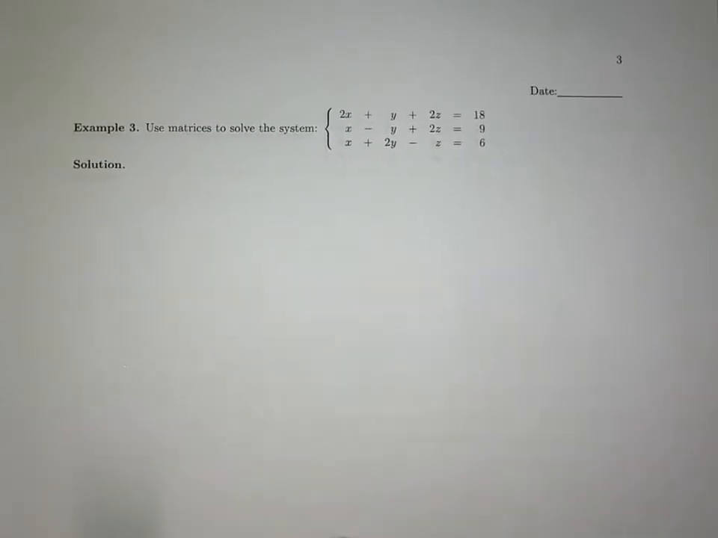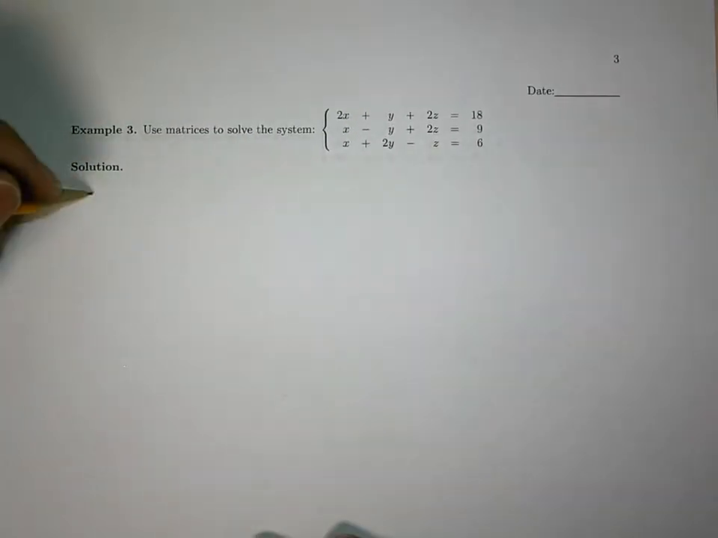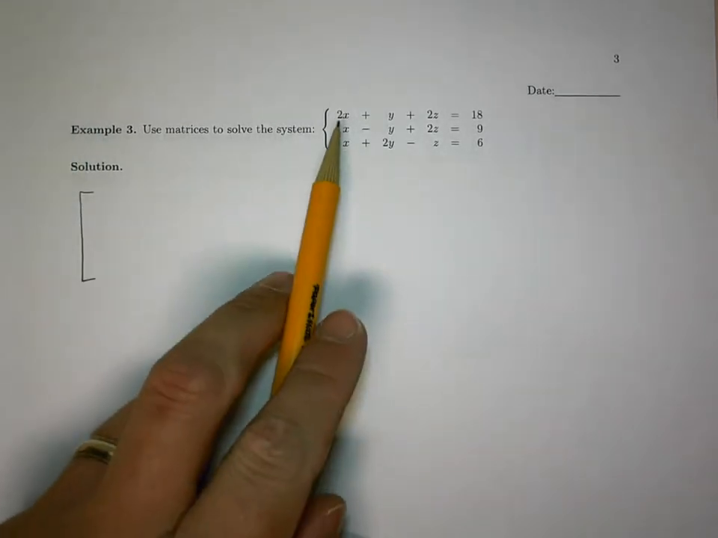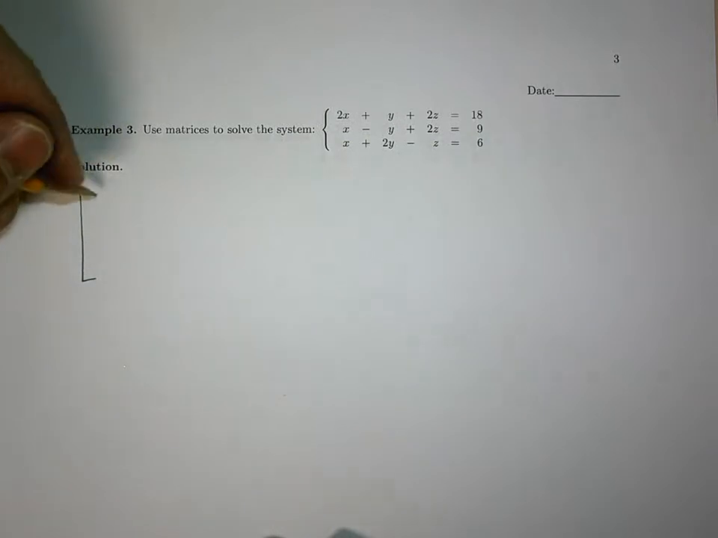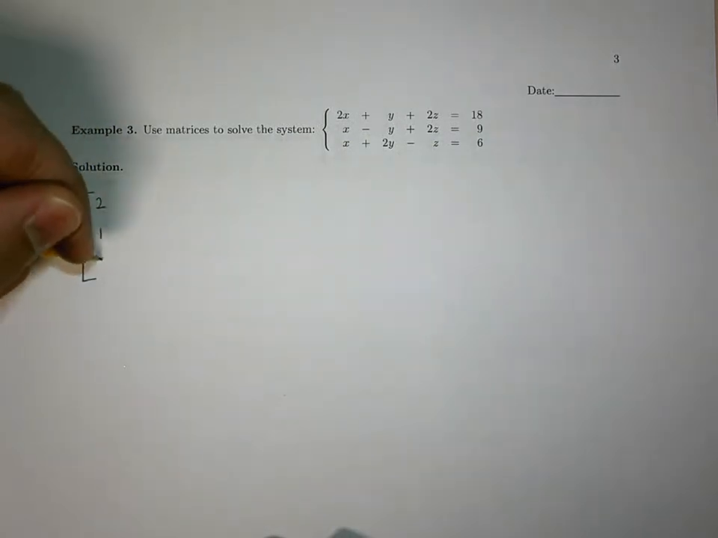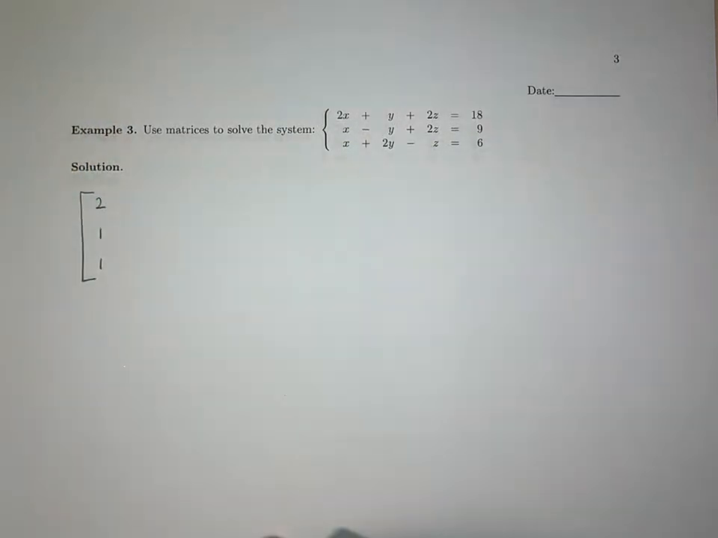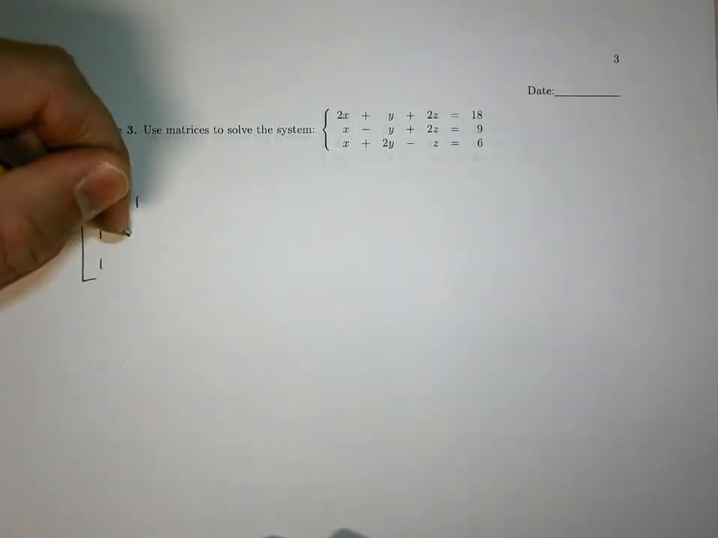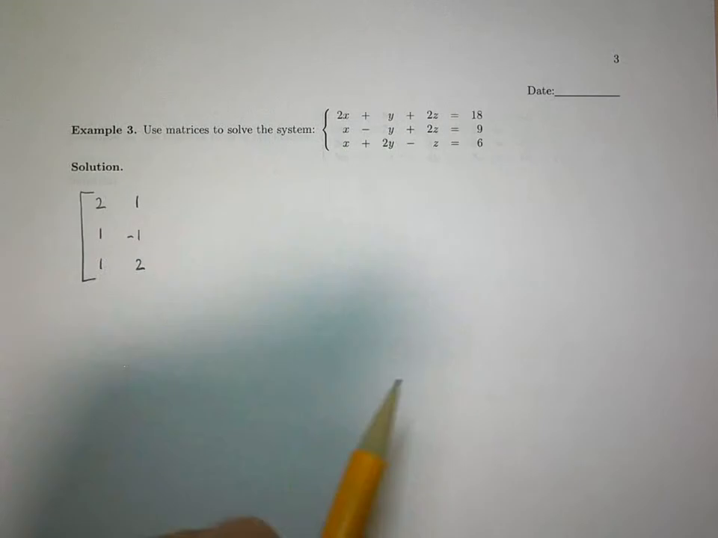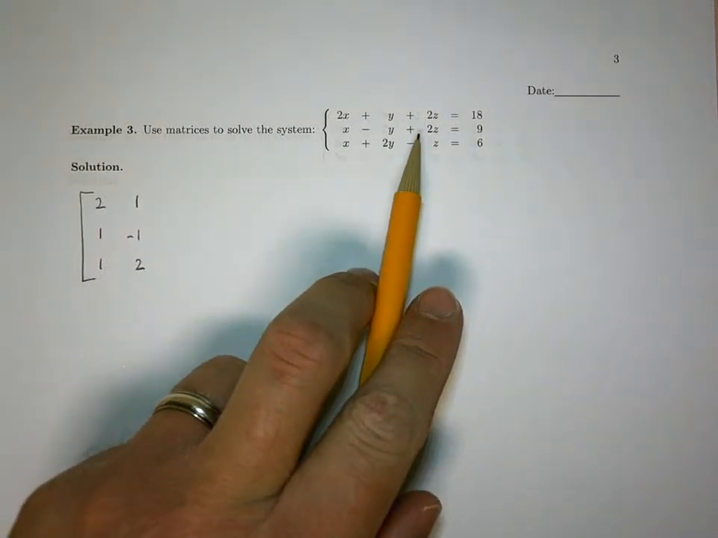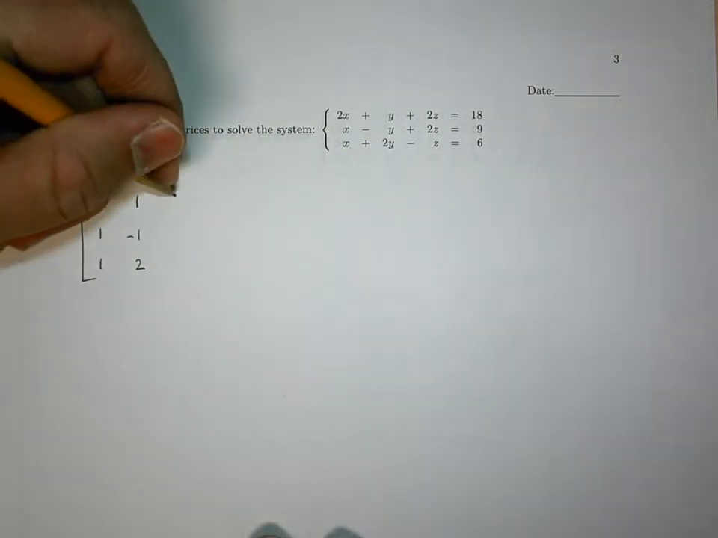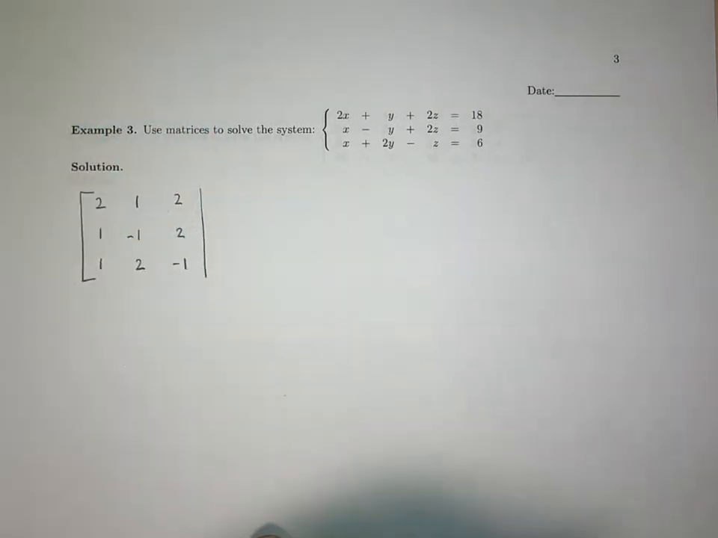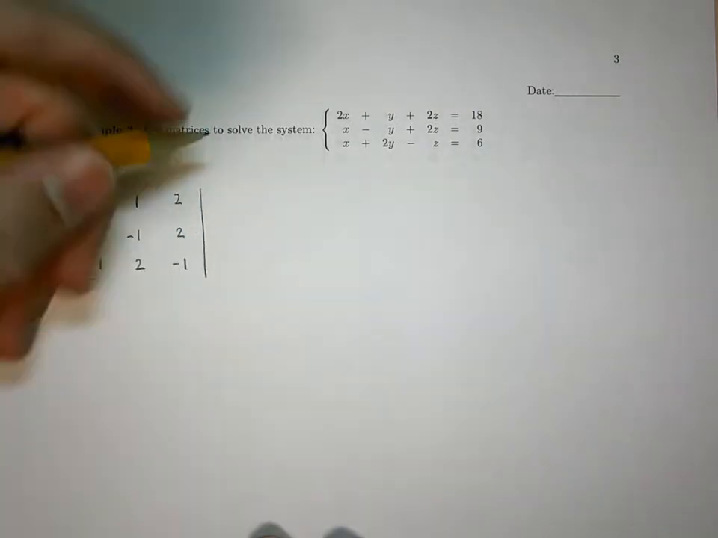Okay, so in the third example, we're going to solve a system of equations. I see a 2x, a 1x, and a 1x, so my first column will say 2, 1, 1. Next, a 1y, a negative 1y, and a 2y. Finally, in the z column, 2z, 2z, negative 1z, so I'll write 2, 2, negative 1 in the z column. On the right side, 18, 9, and 6.